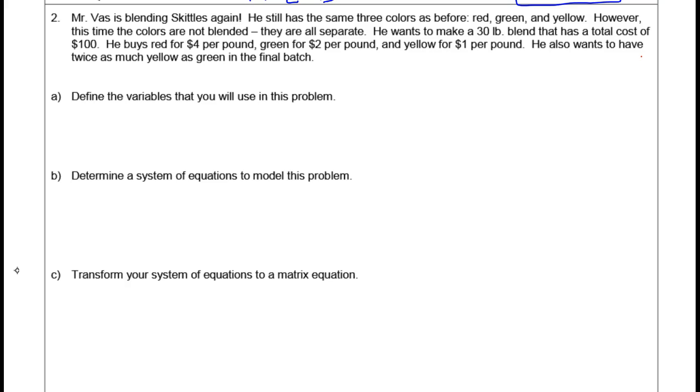Okay, back to the problem. Mr. Vass is blending Skittles again. He still has the same 3 colors as before, red, green, and yellow. However, the colors are not blended this time, so he's got a bucket of red, a bucket of green, and a bucket of yellow. He wants to make a 30-pound blend that has a total cost of $100. He buys red for $4 a pound, green for $2 a pound, and yellow for $1 a pound. He also wants to have twice as much yellow as green in the final batch.